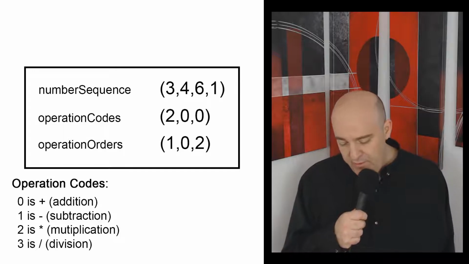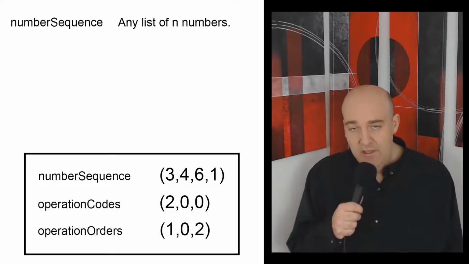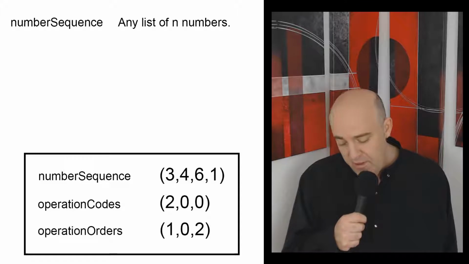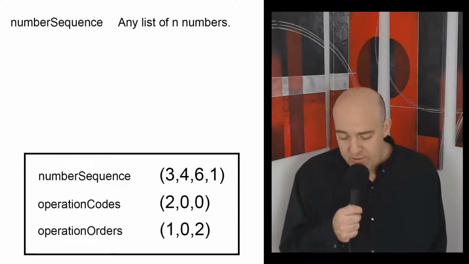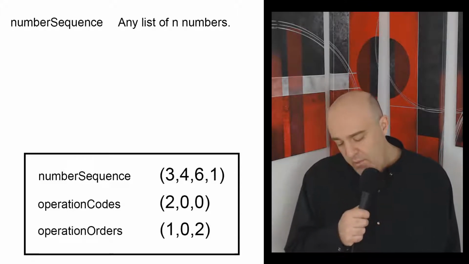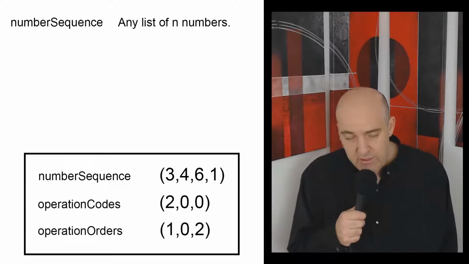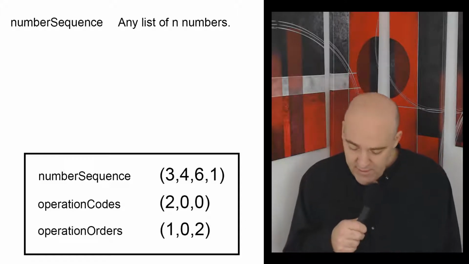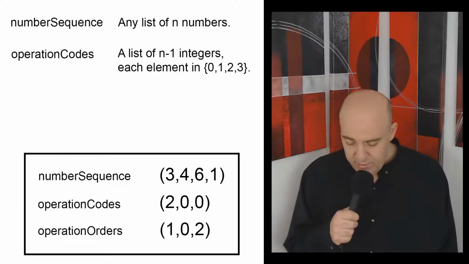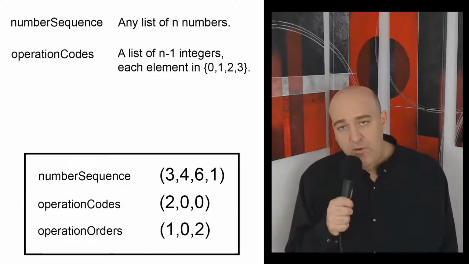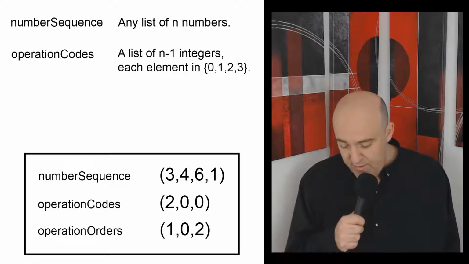So in general, we should maybe think of number sequence as a list of any n numbers. In this particular example, we're starting with 4 numbers, but using this idea, we could really have number sequence be any list of n numbers. Then the operation codes would also be a list, but this time would only have n minus 1 integers in it.